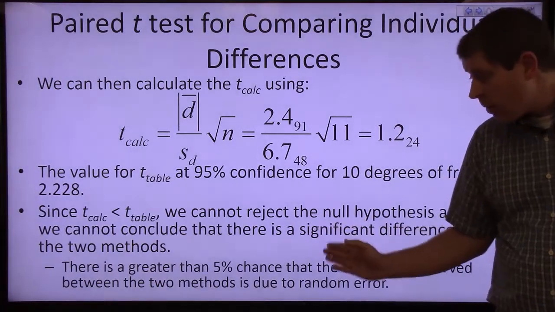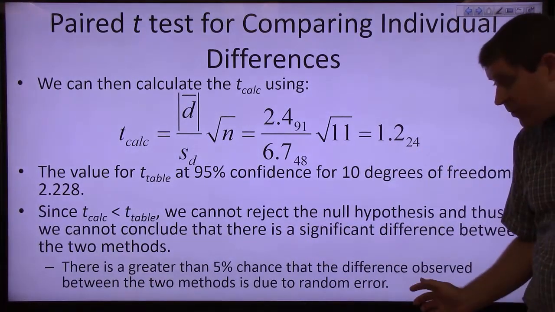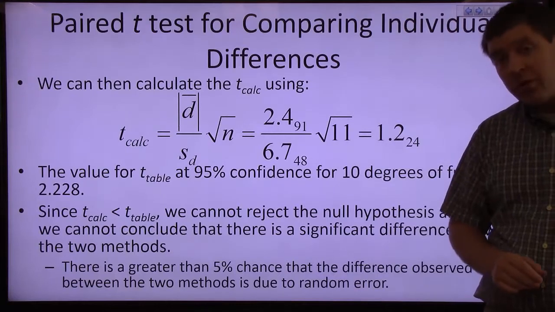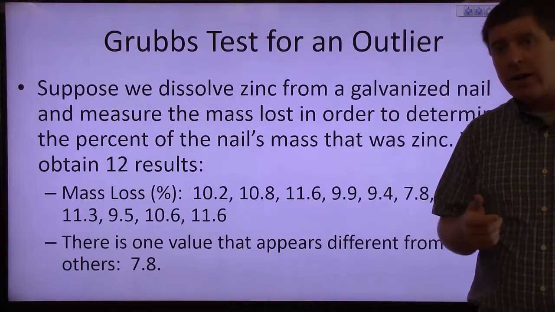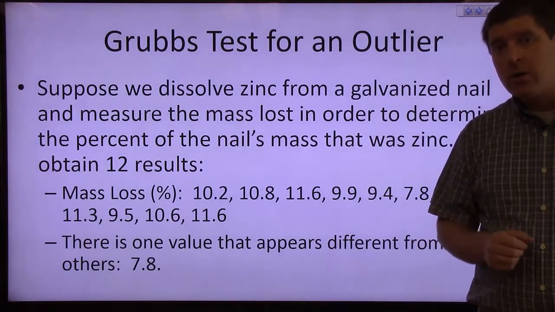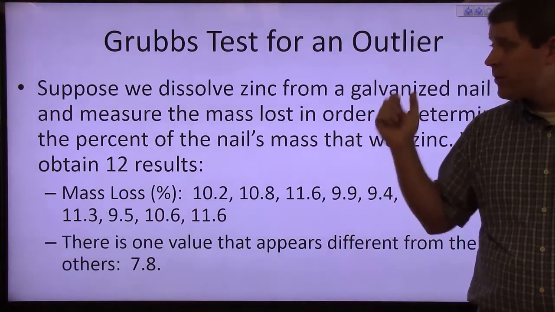That is, there is a greater than 5% chance that the difference observed between the two methods is due simply to random error. So now let's look at outliers. One way we can test for outliers is using the Grubbs test for an outlier.